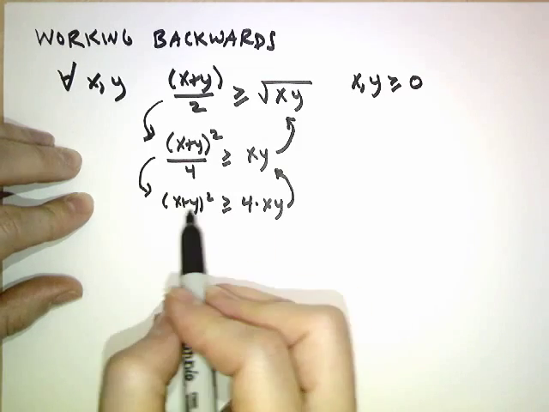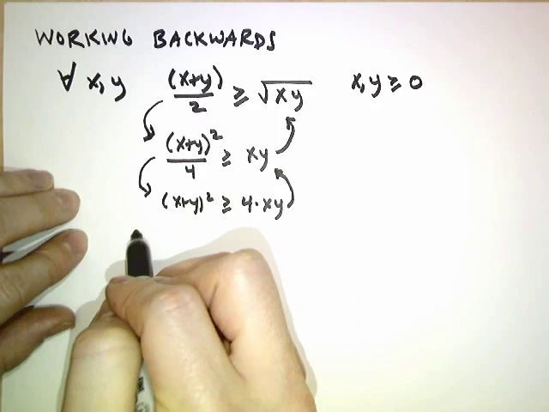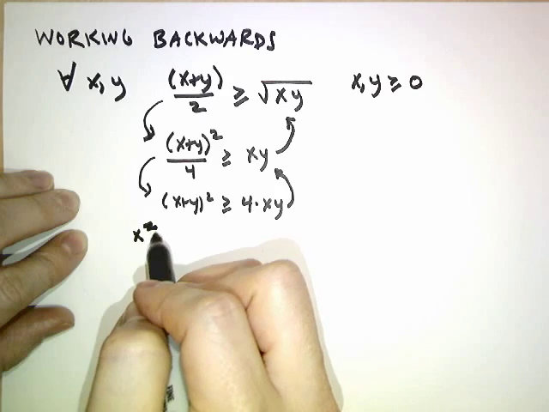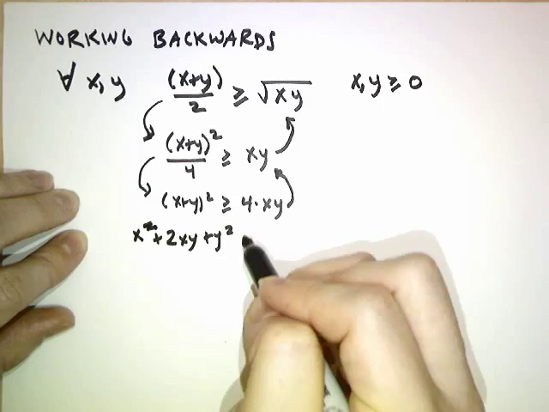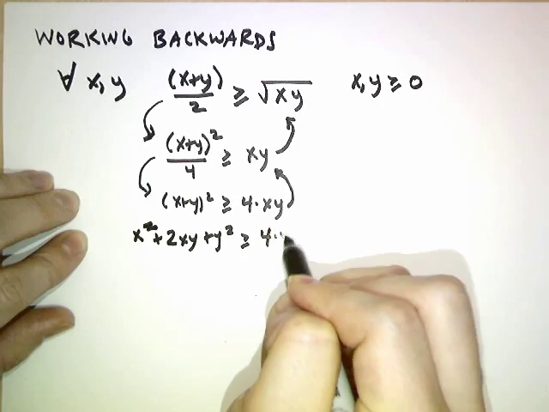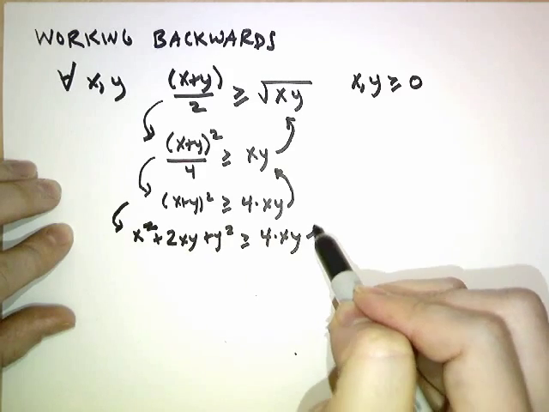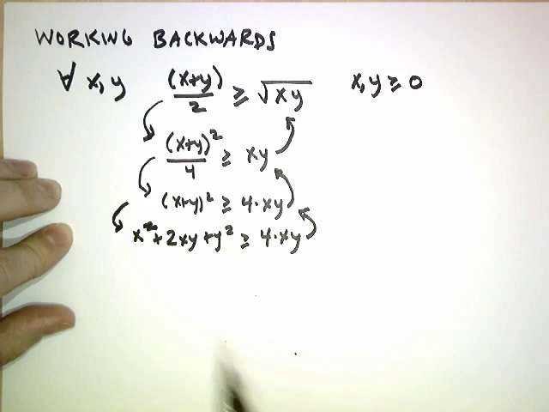Okay, so let's expand this. (x plus y) quantity squared. What is that? Well, it's x squared plus 2xy plus y squared. And again, we have greater than or equal to 4 times xy. This statement implies this one, and this statement implies this one. They're equivalent. We've done simple mathematical manipulations.